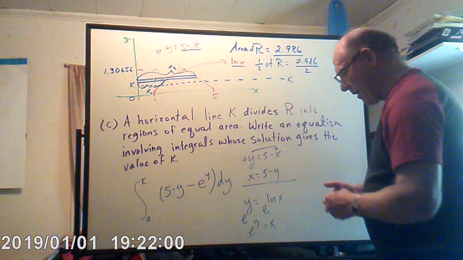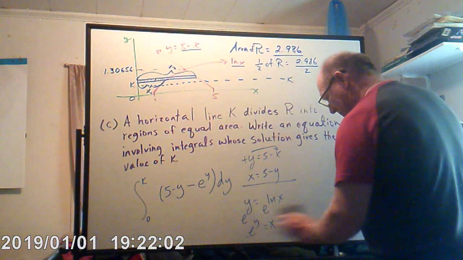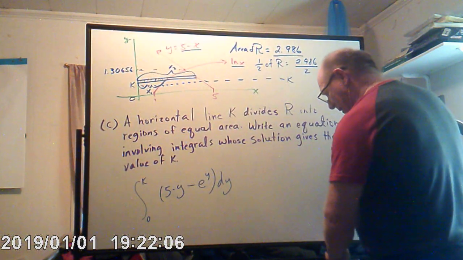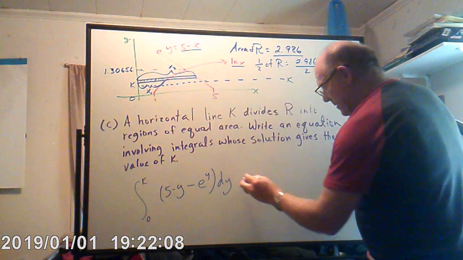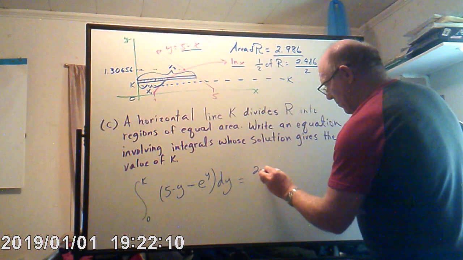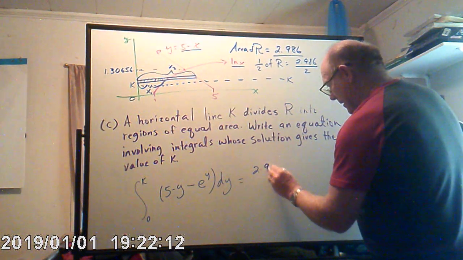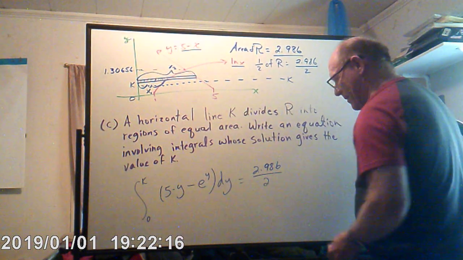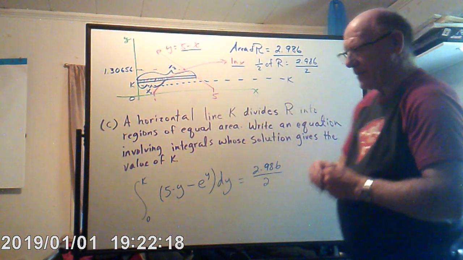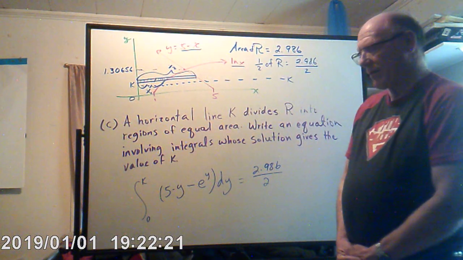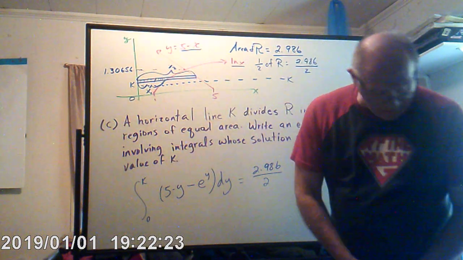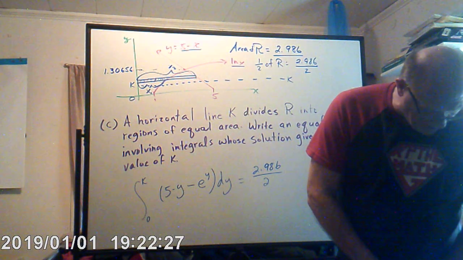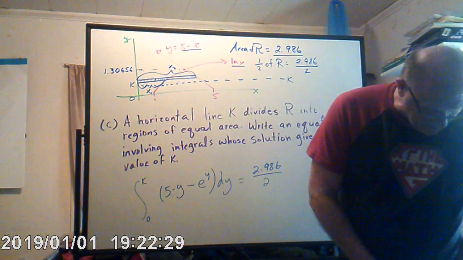Oh, by the way, it does equal half of this area, since we know that we divided the area in half. So 2.986 divided by 2. If you want to just leave it like that, that's going to be perfectly all right. You're just looking for an area there, and that's it.